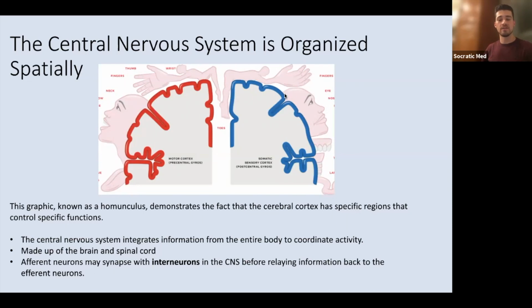So there are specialized areas in the brain and specialized areas in the spinal cord that handle specific neurological functioning and specific nervous functioning. So the central nervous system integrates information from the entire body to coordinate activity, like we said. And remember that the central nervous system is, again, made up of the brain and the spinal cord.